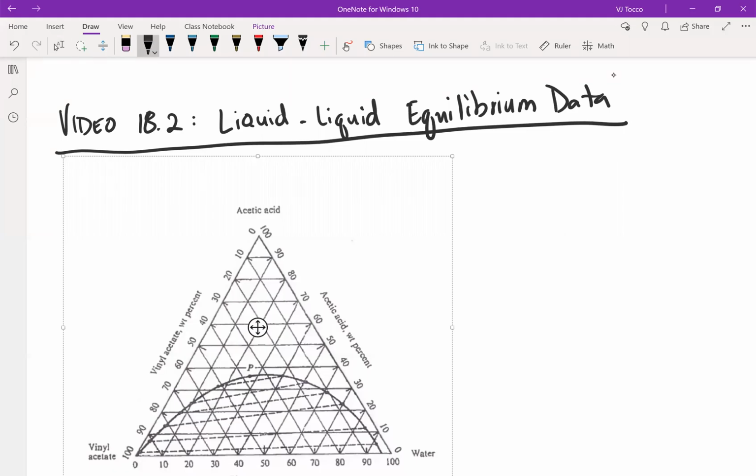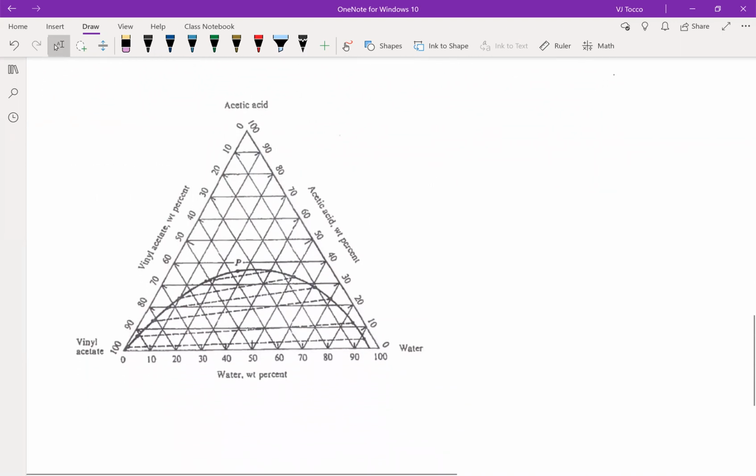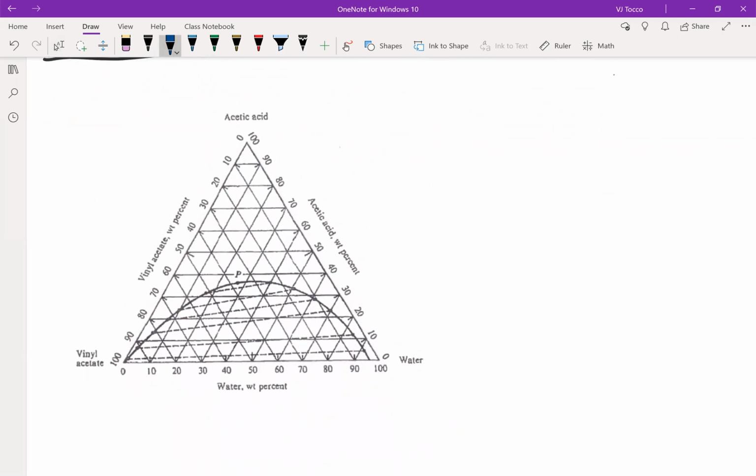In this video, I will discuss the liquid-liquid equilibrium data, and this will be the other key part that we need in addition to material balances in order to solve liquid-liquid equilibrium problems. It comes in the form of a ternary phase diagram. This is what this is called. Ternary has the same root word as triangle because it looks like a triangle because there are three components.